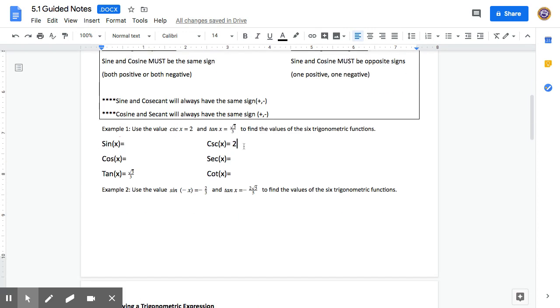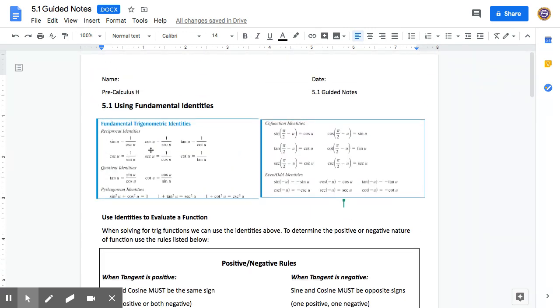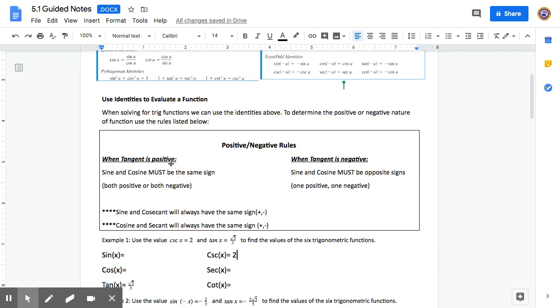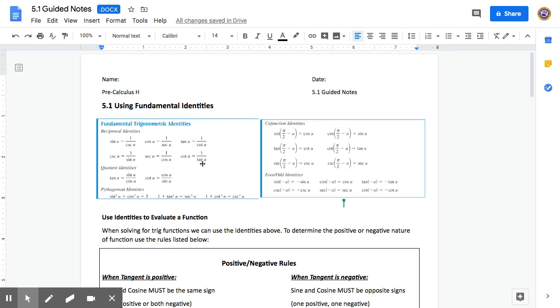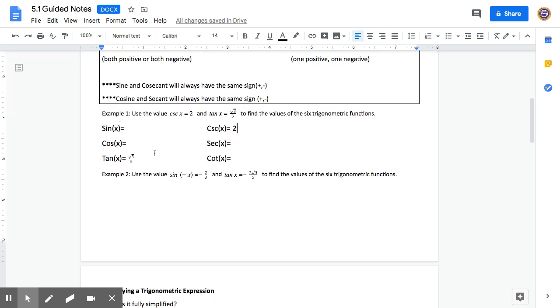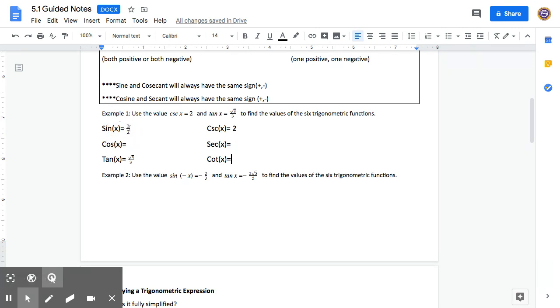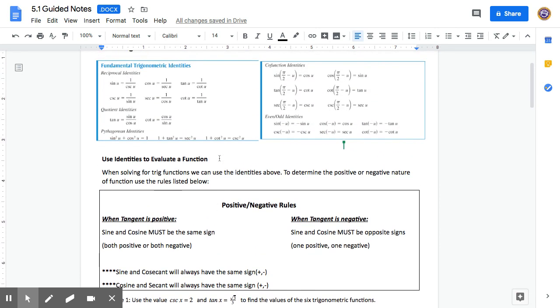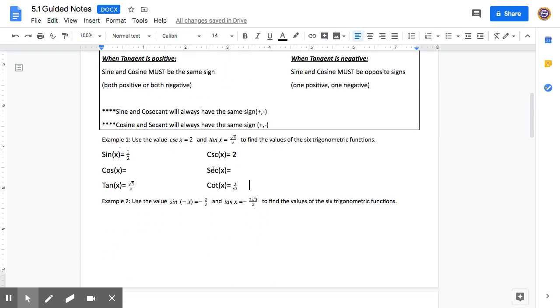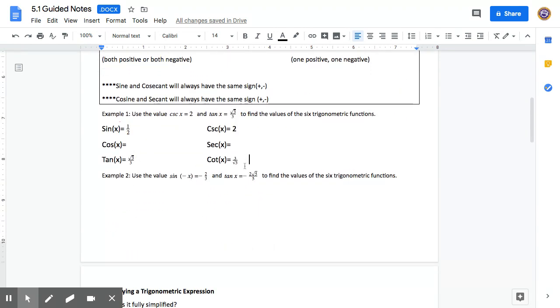So for instance, cosecant equals 2, and cosecant is 1 over sine. So if we wanted to find sine, what does sine equal? It equals 1 over cosecant, so 1 over 2. So that is what we get for the value of sine. So we're going to fill that one in. So we get 1/2, and then the same thing down here. Cotangent is the flip of tangent, so we're going to flip this fraction over. Cotangent is 1 over tangent, so 1 over this becomes 3 over the square root of 3.